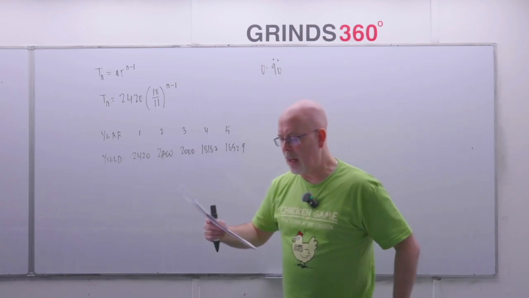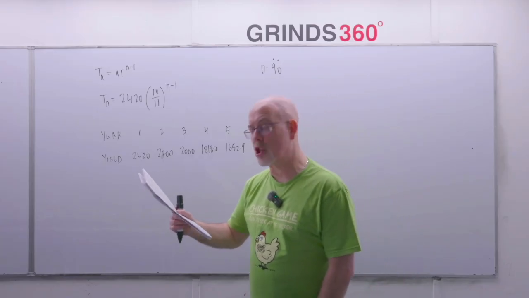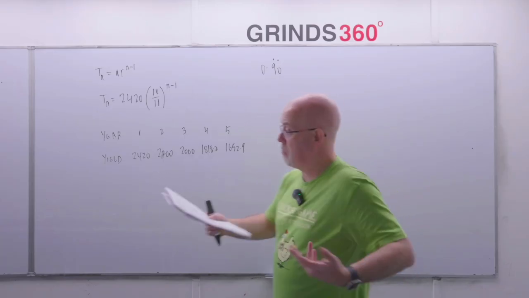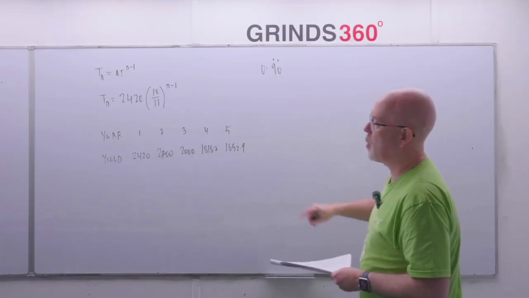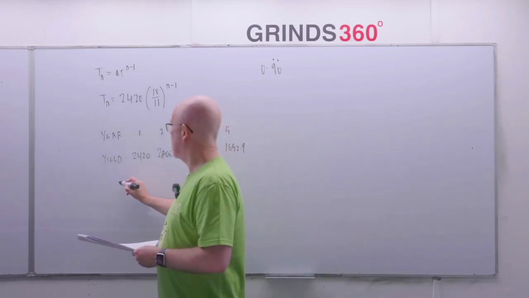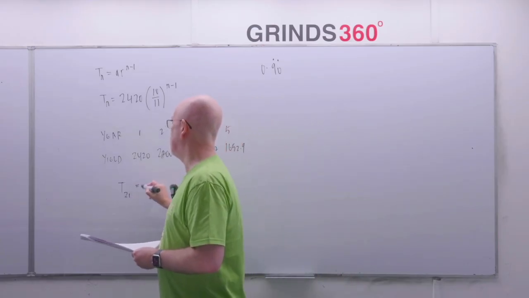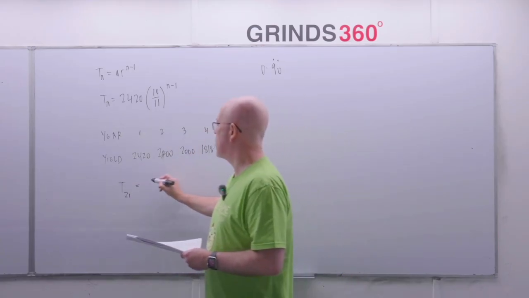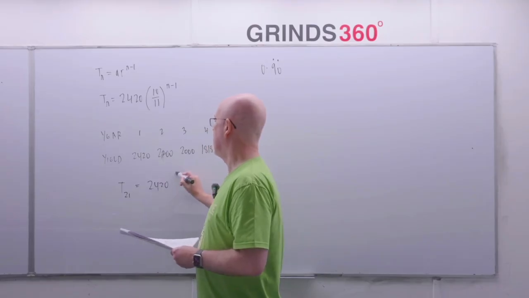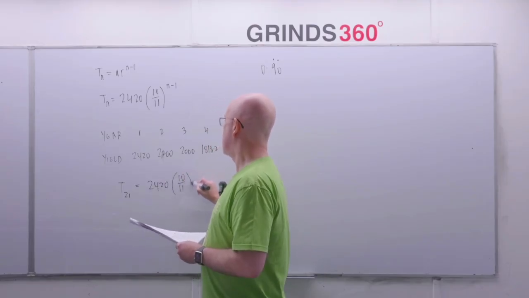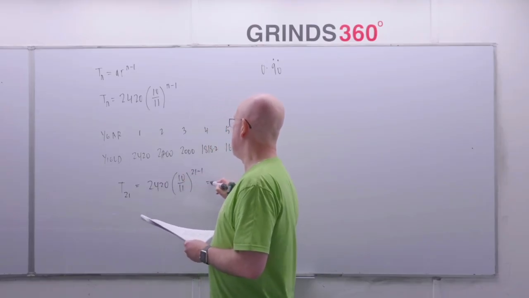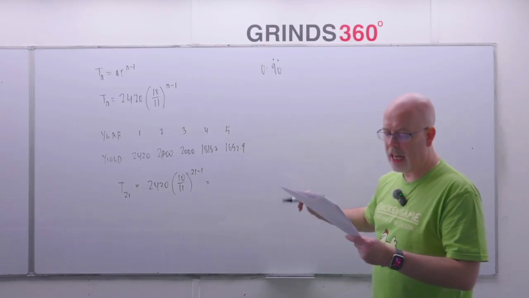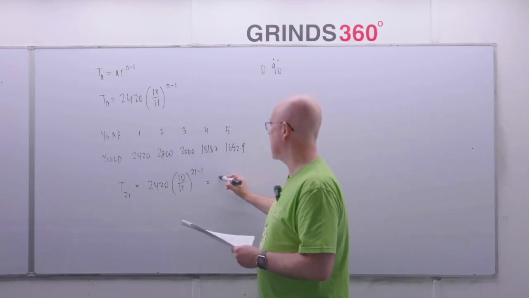Okay, part 4 then, find the silver yield of the mine in year 21. So obviously we're just jumping forward a bit here. Year 21, that's just using the formula again. So T21, the 21st number in that list, it's just 2420 times 10 over 11 to the power of 21 minus 1. And if you pop that into your calculator, it comes out at round about 360.